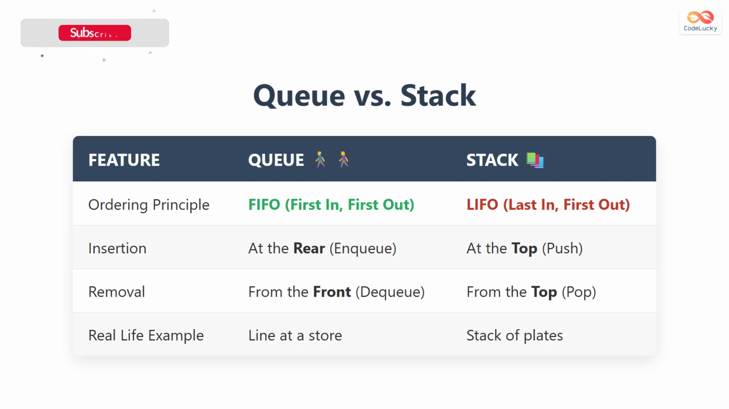It is common to confuse queues with stacks. The main difference is the ordering. Queues use first in, first out, like a line at a store. Stacks use last in, first out, like a stack of plates where you take the top one off first. In a queue, you add to the rear and remove from the front.